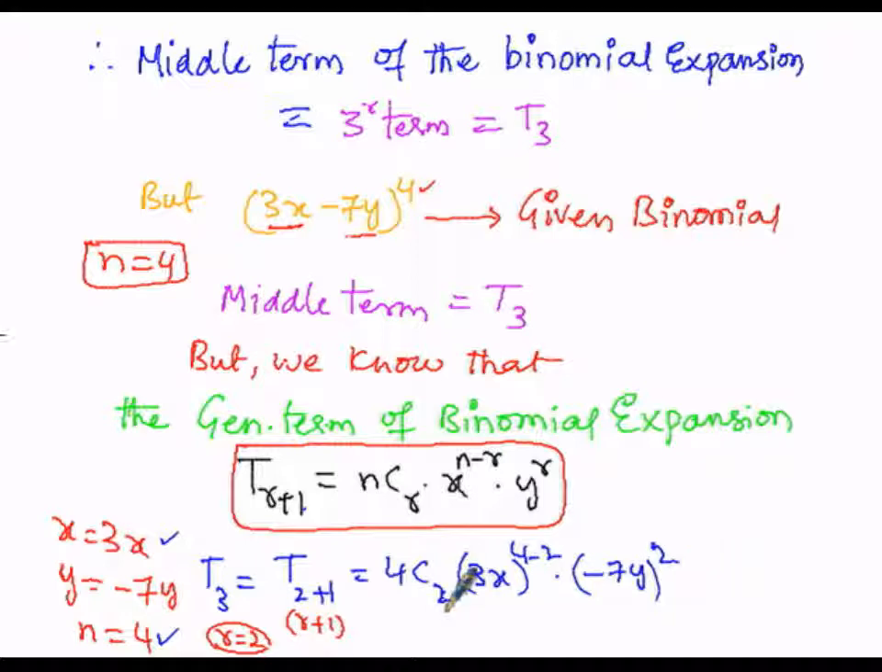Then the next logical step will be, that implies 4C2 into (3x)^(4-2) into (-7y)^2.